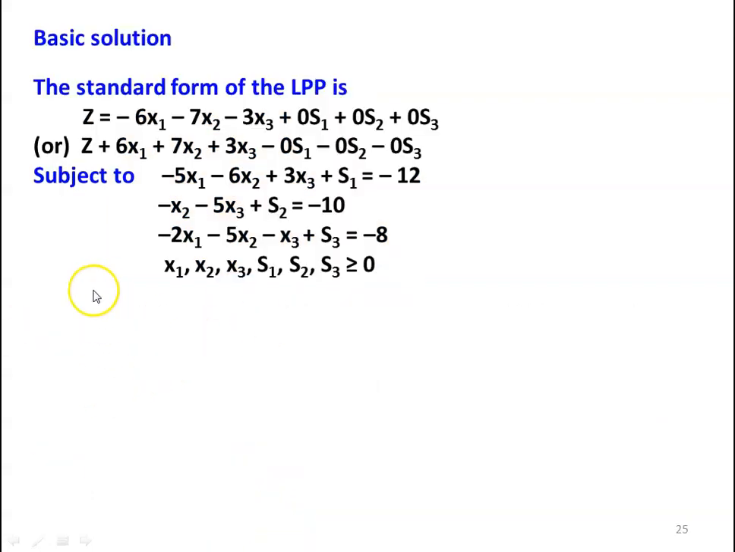Now, we convert to the standard form of LPP: Z equal to minus 6x1 minus 7x2 minus 3x3 plus 0s1 plus 0s2 plus 0s3, and rearranging, Z plus 6x1 plus 7x2 plus 3x3 minus 0s1 minus 0s2 minus 0s3. And in the constraint equations, we add the slack variables: minus 5x1 minus 6x2 plus 3x3 plus s1 equal to minus 12, minus x2 minus 5x3 plus s2 equal to minus 10, minus 2x1 minus 5x2 minus x3 plus s3 equal to minus 8. And all the variables x1, x2, x3, s1, s2, s3 are greater than or equal to 0.